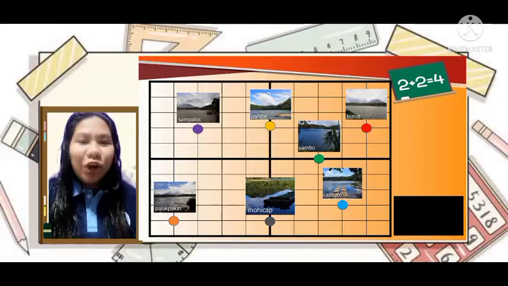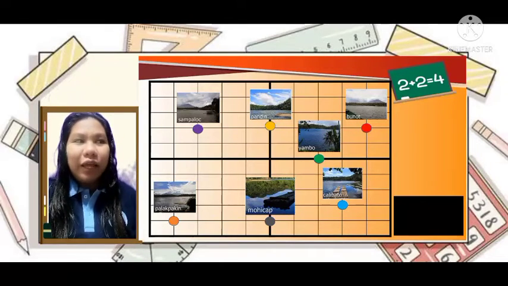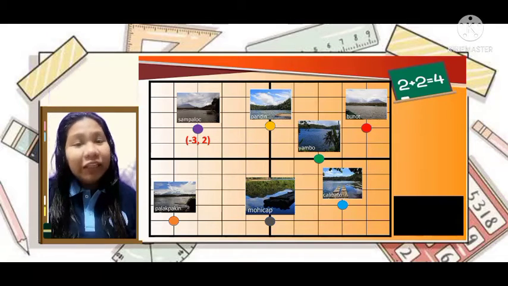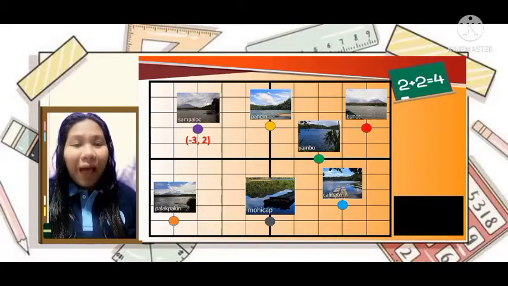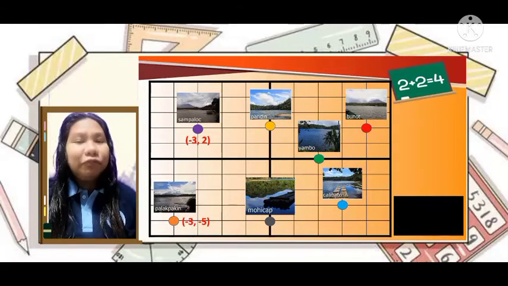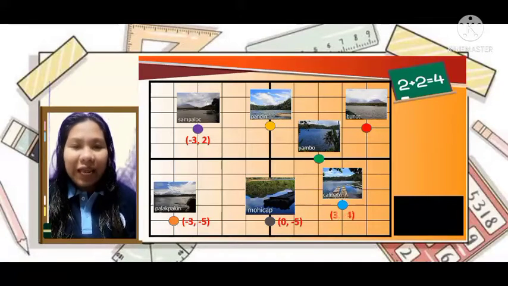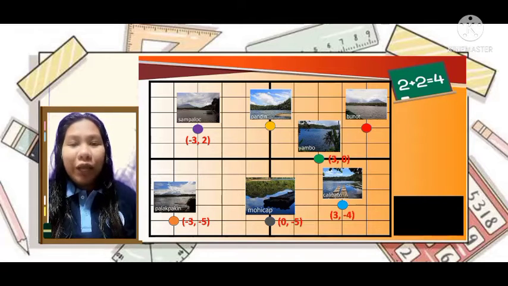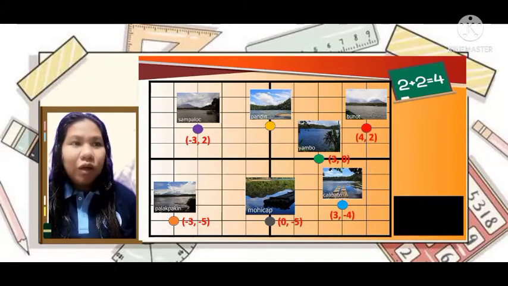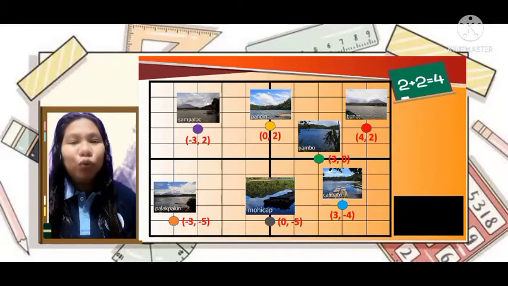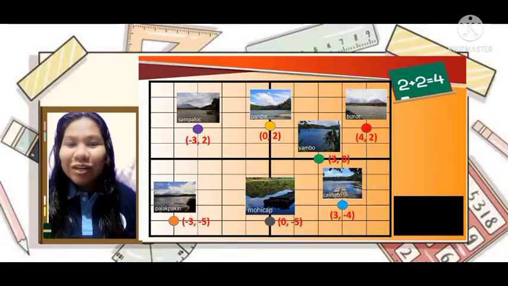Now, let's check your answers. For Sampaloc Lake, the point is (-3, 2). For Palakpakin Lake, we have (-3, -5). For Mohicap Lake, we have (0, -5). For Calibato Lake, we have (3, -4). For Yambo, we have (3, 0). For Bunot, we have (4, 2). And for Pandin, we have (0, 2). Did you get all correct answers?